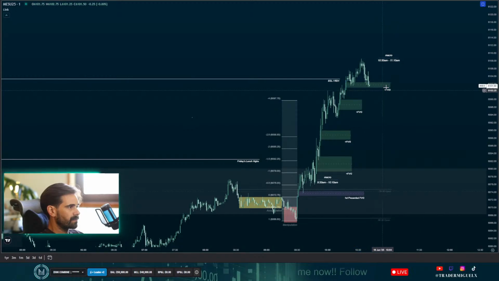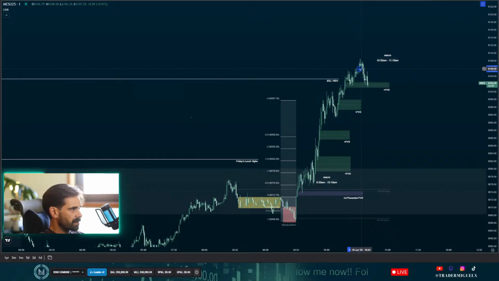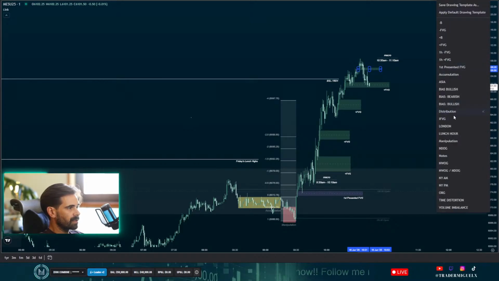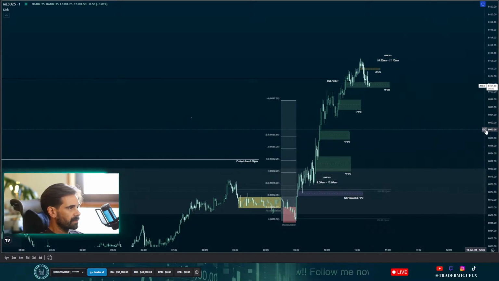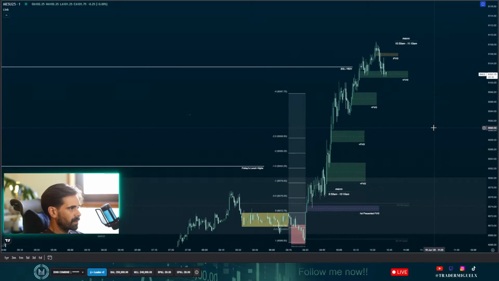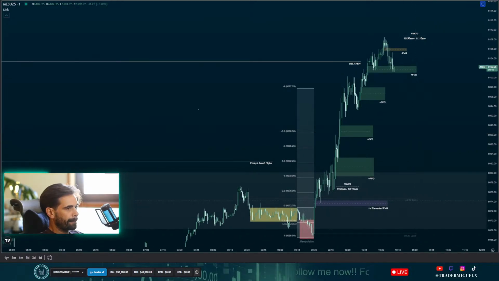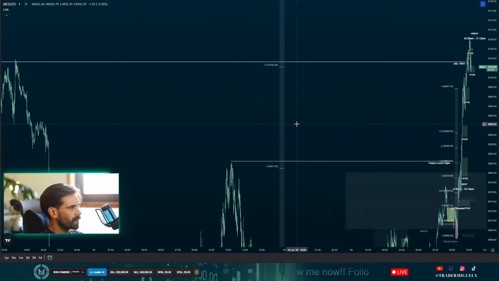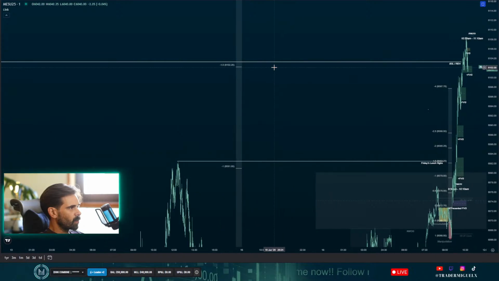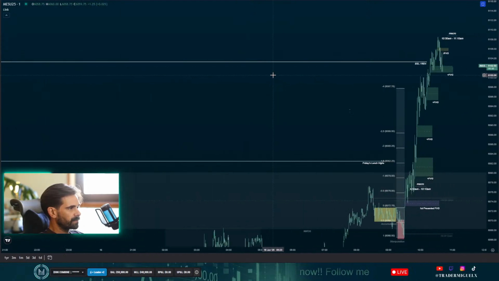So this is the first fair value gap here that was really holding anything, and it's starting to break down. Notice that we had an inversion here. This is an inverted fair value gap here. And yeah, we are right at 1.5.